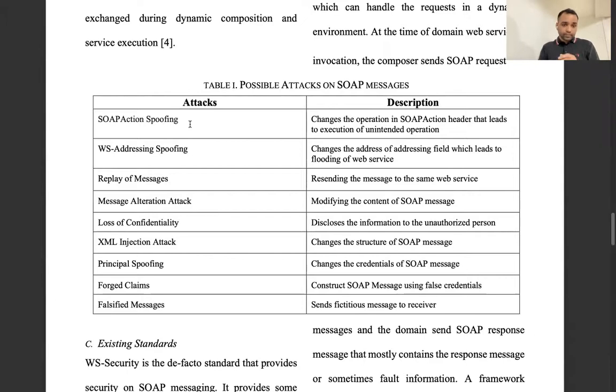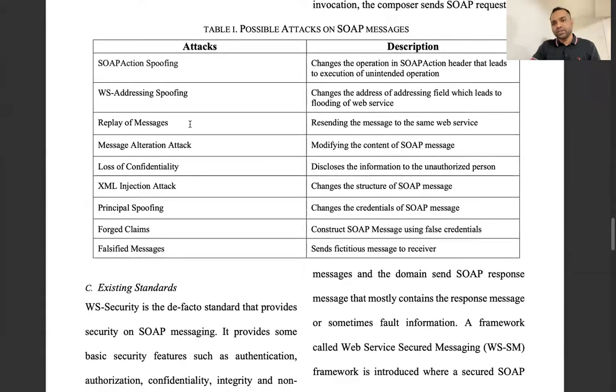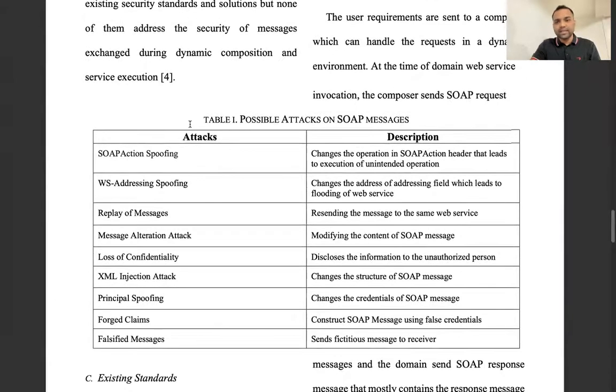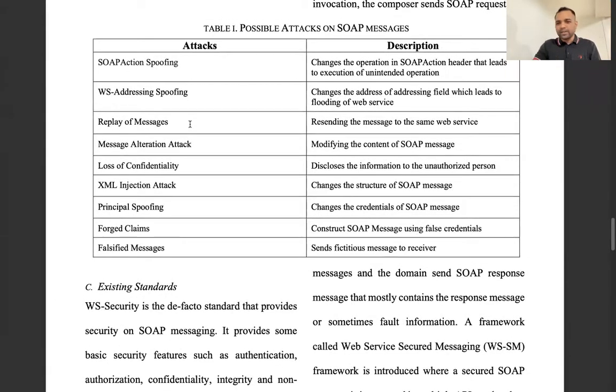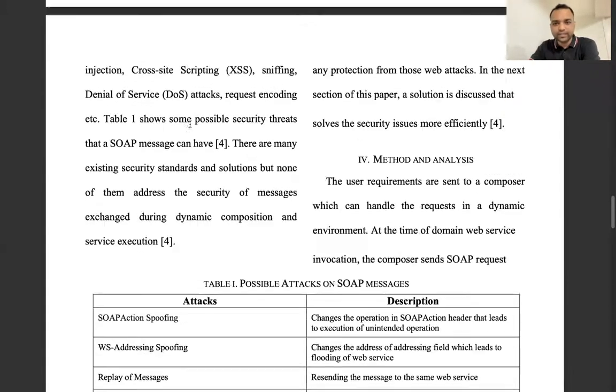And we can see some more attacks that can take place, like loss of confidentiality, where the information of the sender or receiver will be revealed to an unauthorized person. And principal spoofing, which changes the principal of the whole message. Forced claims and falsified messages will provide unnecessary information to the receiver, which doesn't mean anything, or maybe viruses will be included inside those messages, which are intentionally sent to the receiver.